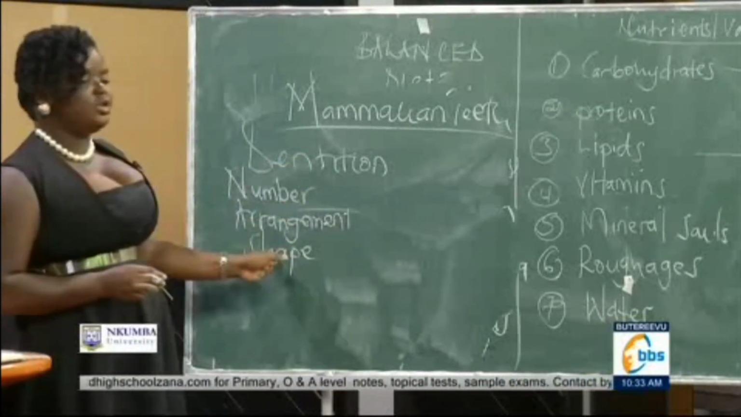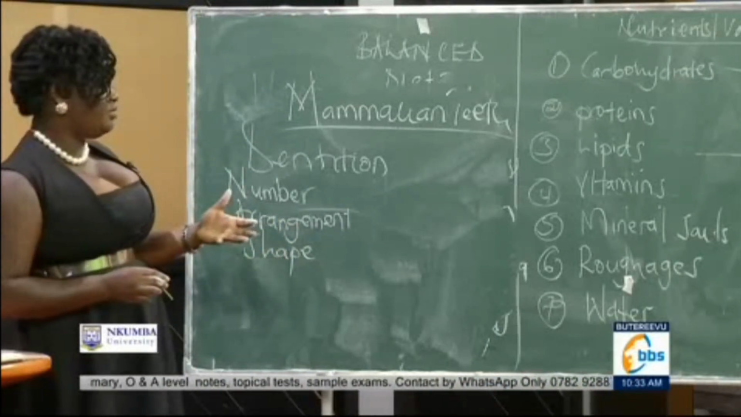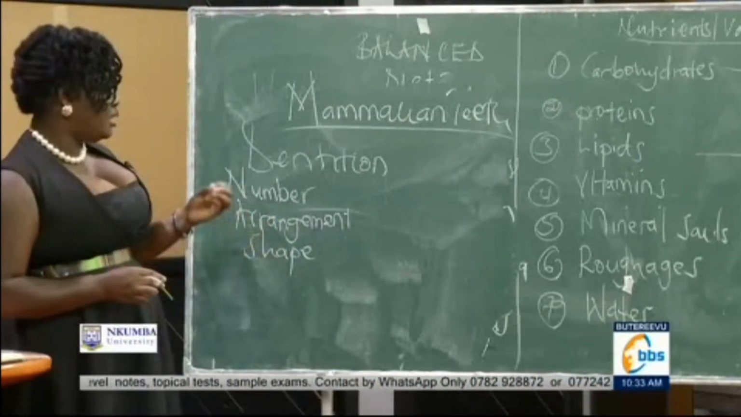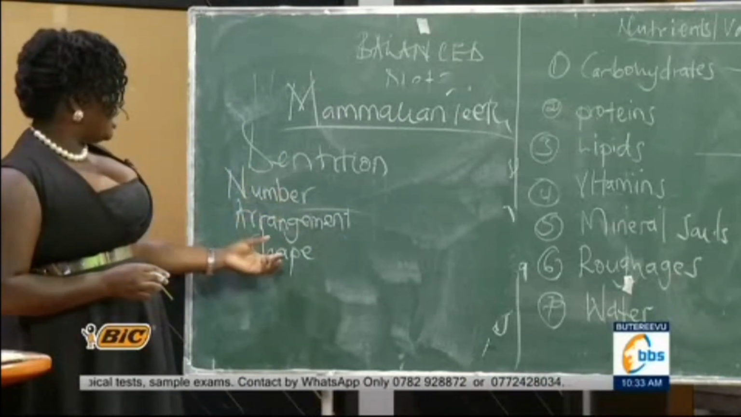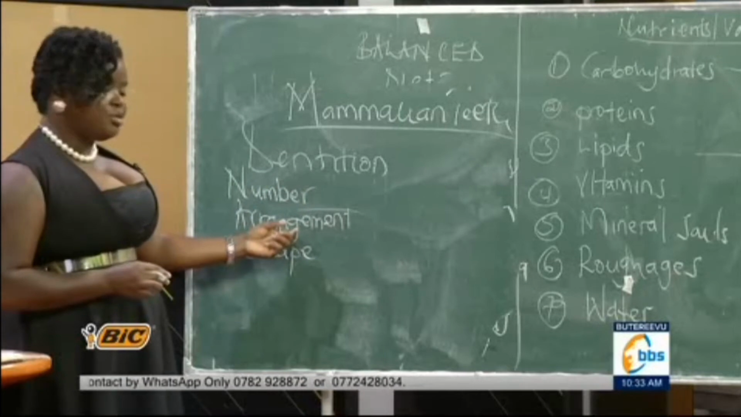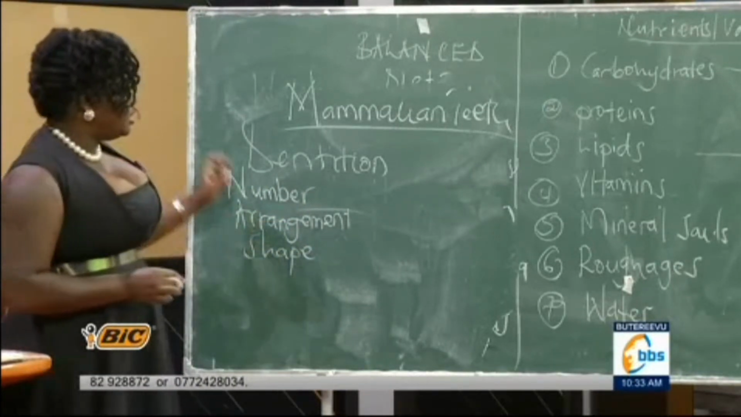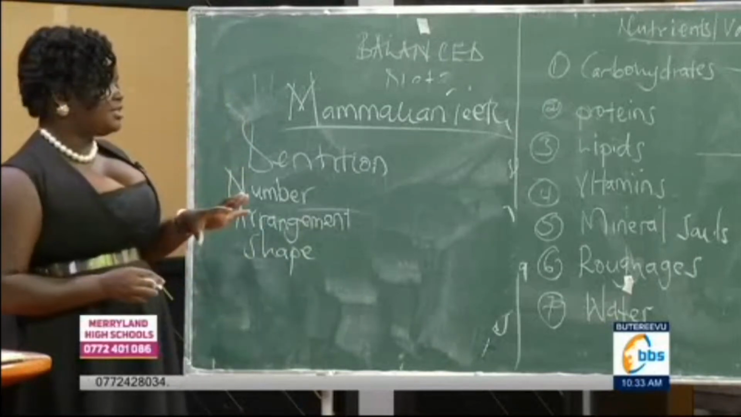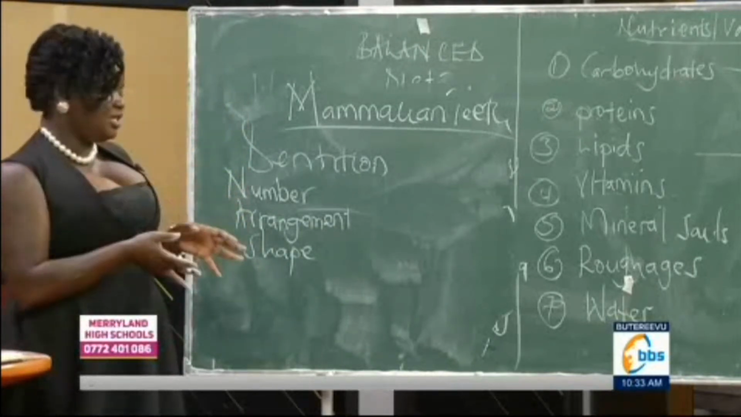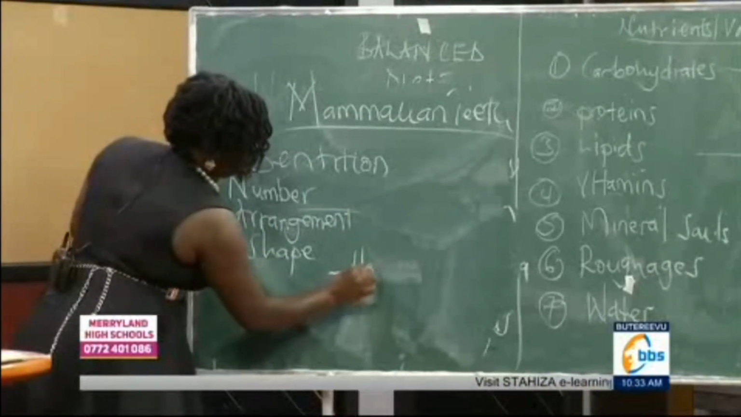You should include all the three: the number, arrangement, and shape of teeth in the mouth cavity of any named organism. So different organisms have different numbers of teeth in their cavity. The arrangement may differ, and the shape may either be the same or may be different. So if an organism has the same shape or type of teeth in their mouth cavity, then those organisms are known as homodonts.